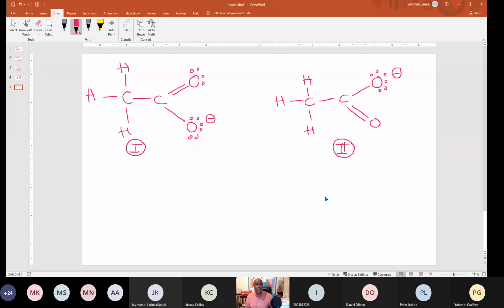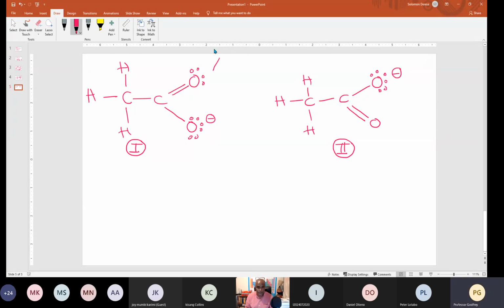When you draw the structure of ozone, you will see one of the 3 oxygens is positively charged, and one of the oxygens is negatively charged. +1, -1, 0, giving us a neutral ozone molecule, okay?